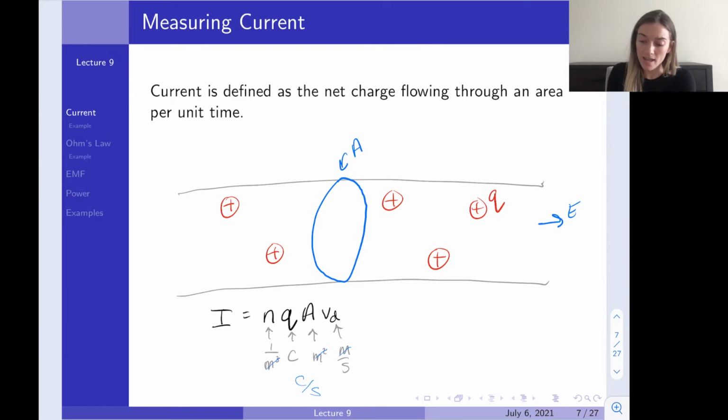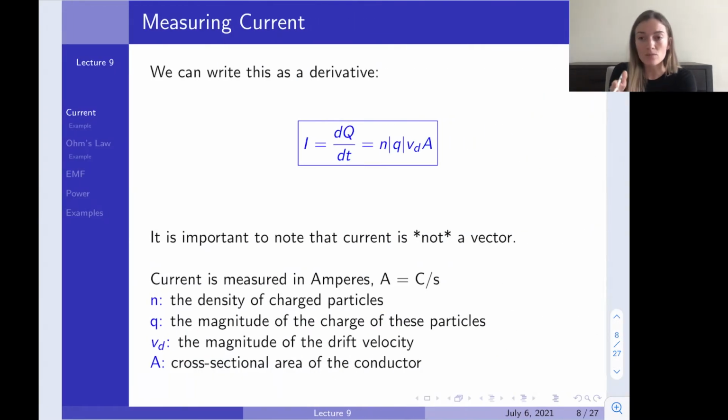So a charge per unit time kind of sounds like a derivative. So we can actually rewrite this as a derivative. And we can write the definition of current as the time derivative of charge. And that's the net charge. So I have capital Q here because it's the net charge moving through that area. So this derivative is equivalent to what we just found here. So this is our formal definition of current.